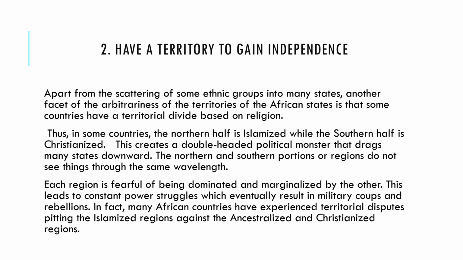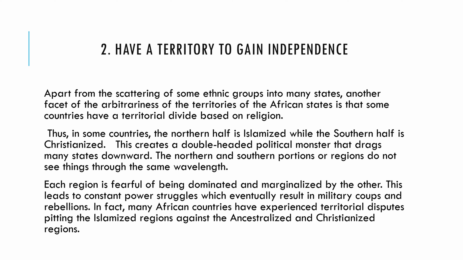Apart from the scattering of some ethnic groups into many states, another facet of the arbitrariness of the territories of the African states is that some countries have a territorial divide based on religion. Thus, in some countries, the northern half is Islamized, while the southern half is Christianized. This creates a double-headed political monster that drags many states downward.